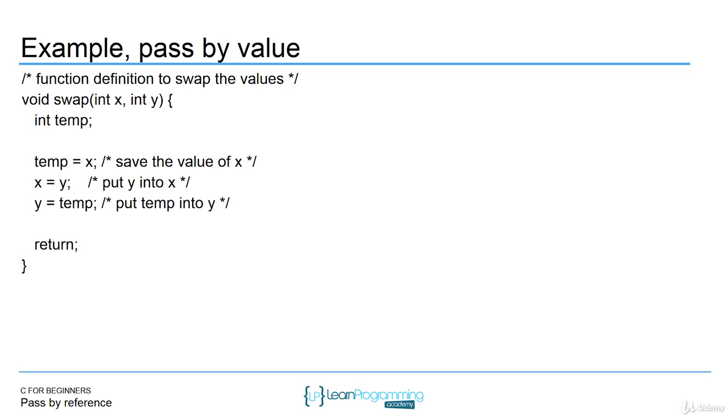But what happens when you actually pass in a copy of an address? Well, then it can mimic pass by reference. But here's an example of how we've been using pass by value. It's demonstrated very nicely here.